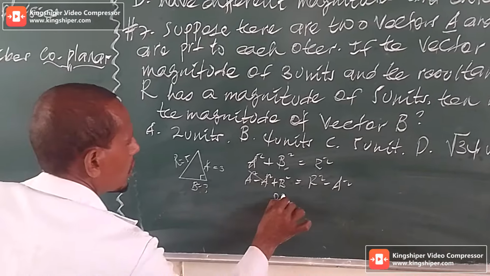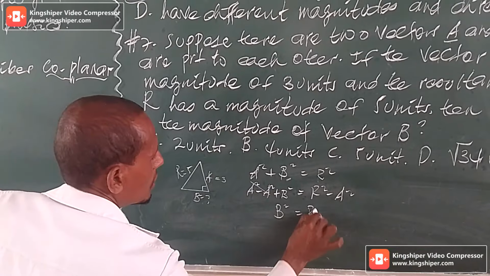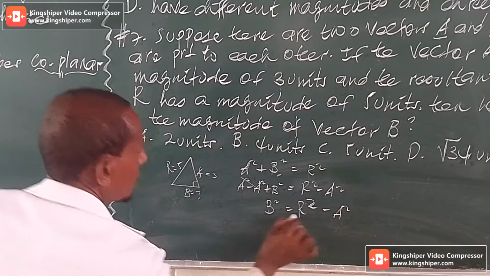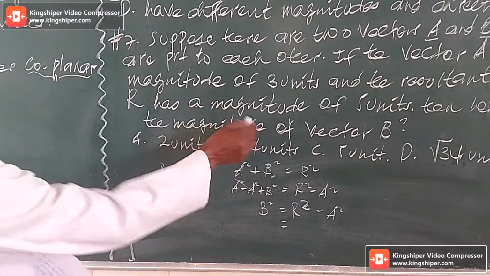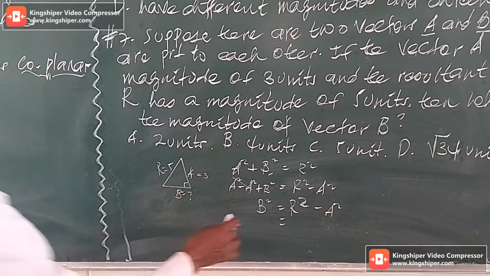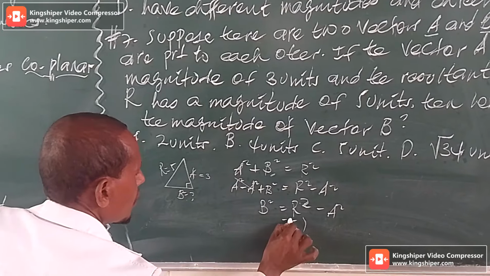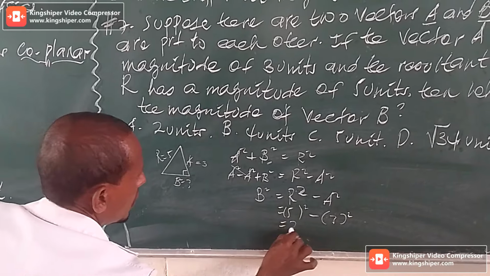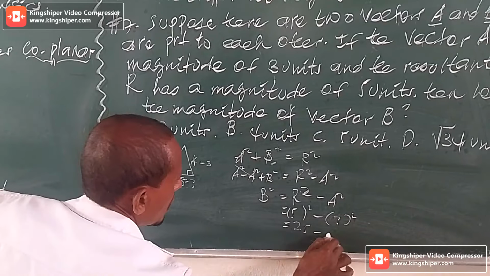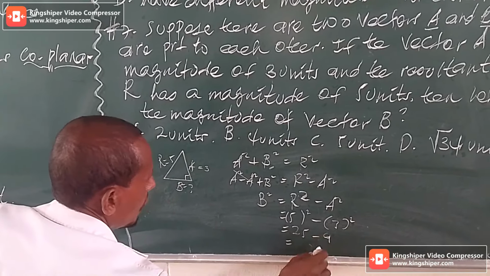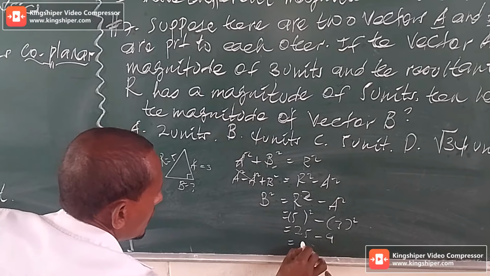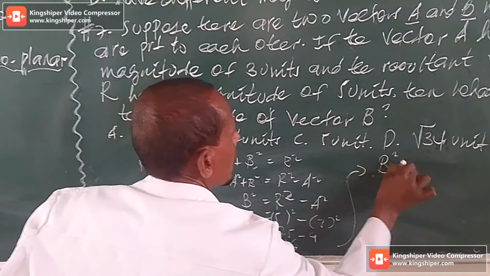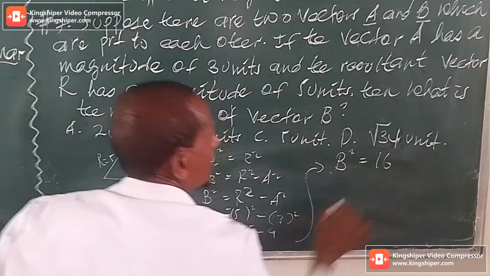And B squared equals R squared minus A squared. Let me insert the given value of the hypotenuse R and A, which means 5 squared minus 3 squared, which is what? 5 squared is what? 25 minus 3 squared is what? 9. So 25 minus 9 is what? 16. From this one, I will bring here B squared, which is equals to 16.